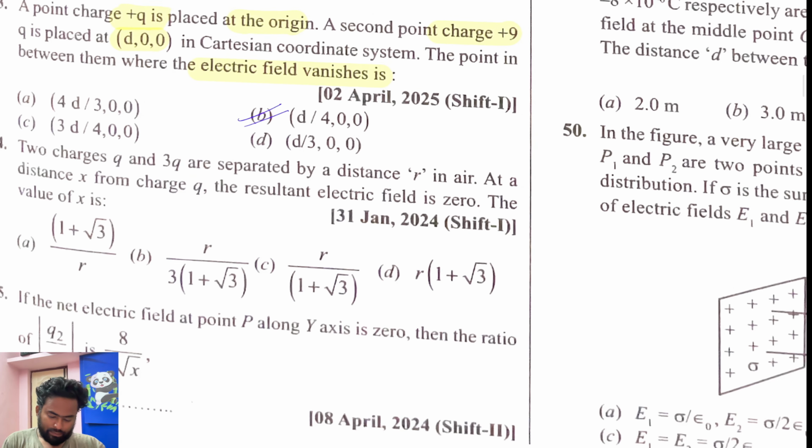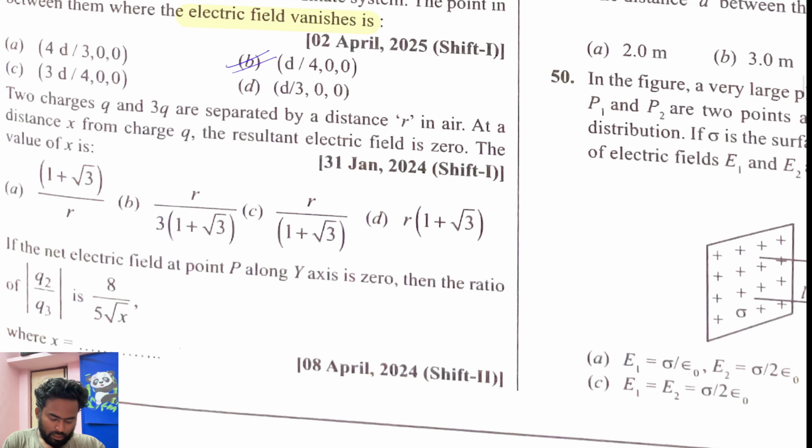Next question. Two charges are separated by r. At distance x from the charge q, the resultant electric field is 0. Two charges, again the same formula will apply. We will get 1 upon root 3 plus 1, into r, upon root 3 plus 1. Option C.